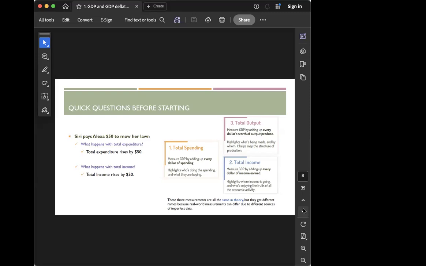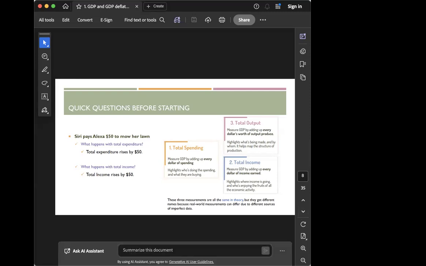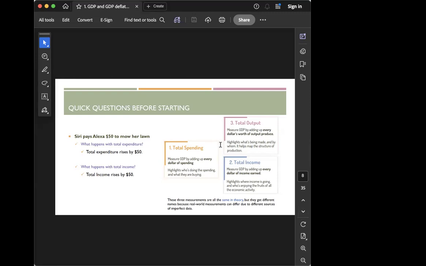So theoretically, all of these three measures should give us the same exact number. But in the real world, data are collected from different sources, so they might not perfectly match. But still, think of this conceptually: they are measuring the same economic activity.